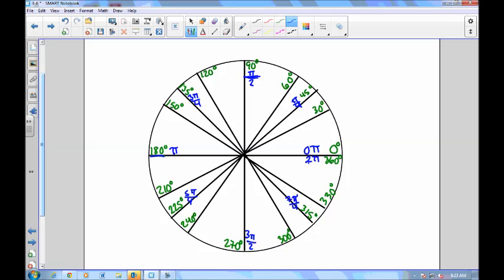Okay, 30 degrees. If this is 1 pi, how many slices are there for every 30 degrees? I have 1, 2, 3, 4, 5. How many slices in 1 pi? There's 6 slices. So every 30 degrees is 1 divided by 6. So we have pi over 6. Remember how the 30 doesn't have a denominator of 3. It doesn't match. Pi divided by 6.